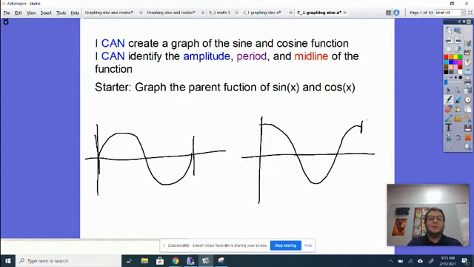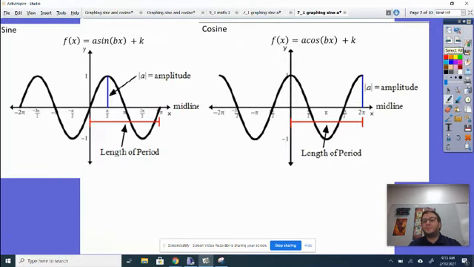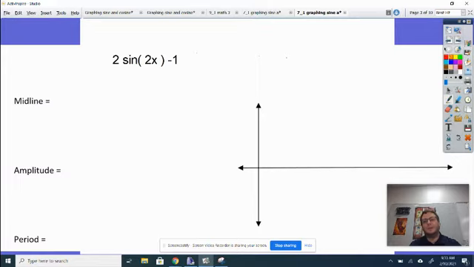Now the big difference, of course, between sine and cosine is sine starts in this middle area at 0, and cosine starts at 1. So that's the big difference between these two. And honestly, it's really one of the only differences. So let's look at that and how we graph these.